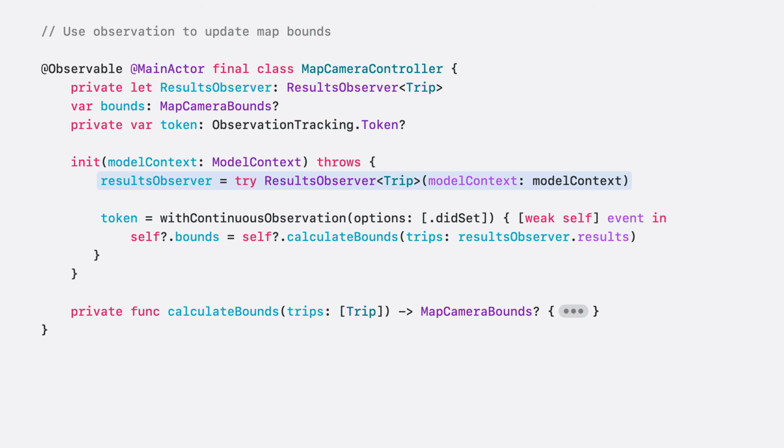Then I'm using withContinuousObservation with the didSet option to get a callback every time a trip changes. And when the results are changing, I'm recalculating the bounds of the map. withContinuousObservation returns an observation tracking token. This token defines the lifetime of the observation. I'll store this token on my class to receive updates for the entire lifetime of my map camera controller.